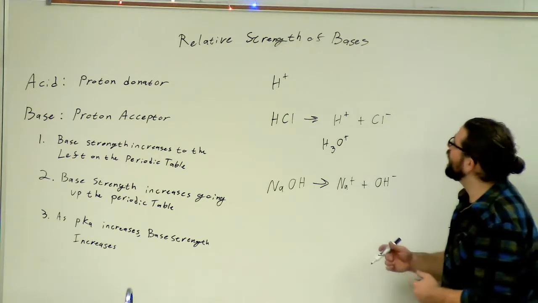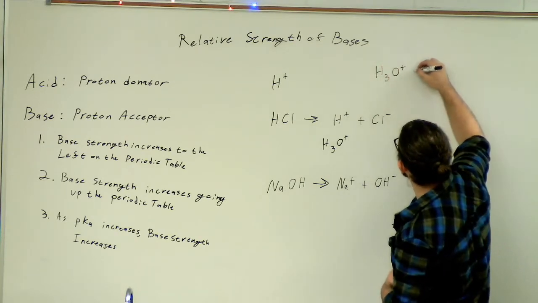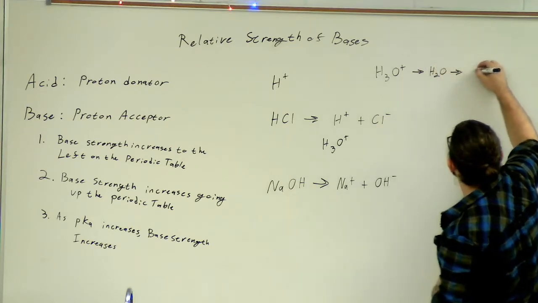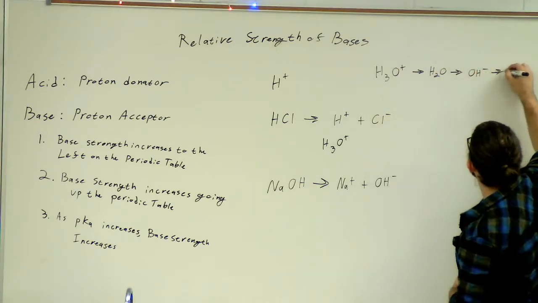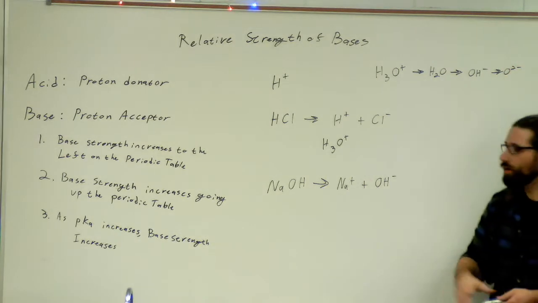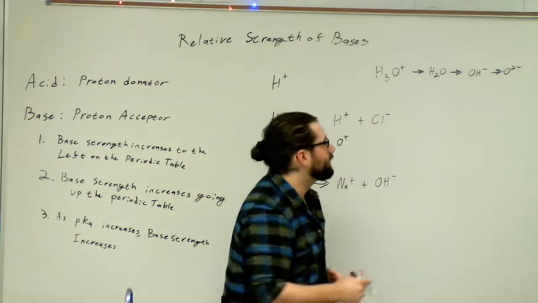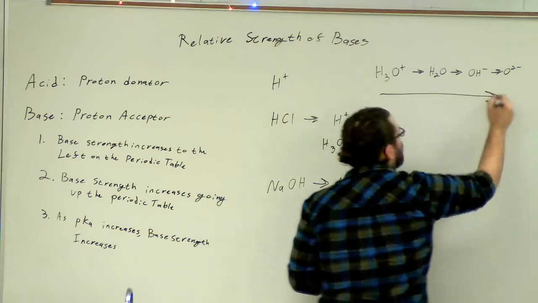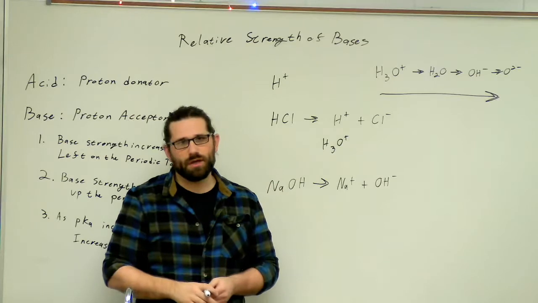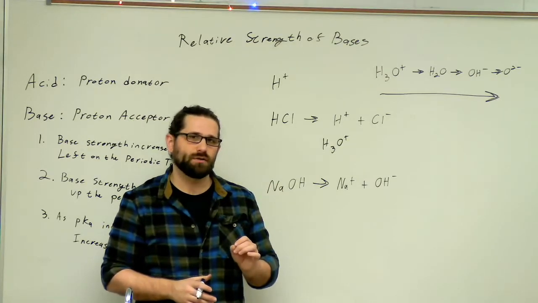So if I look at something like H2O, well, let's look at it this way. Let's start with H3O+ to H2O to OH- to O2-. As I have these written here, going this way, the strength of the base increases. So going this way, my base strength will increase because that negative charge is increasing. So base strength is always going to be increasing with a negative charge.